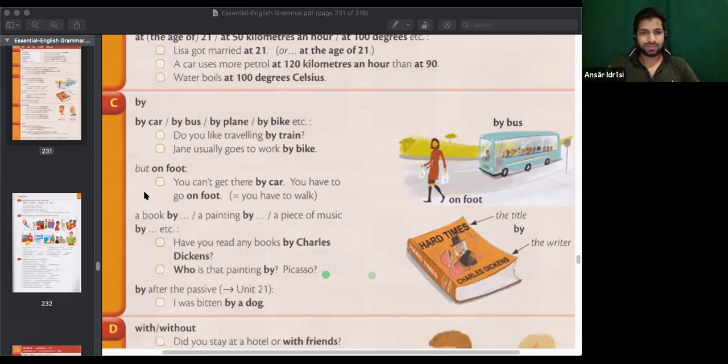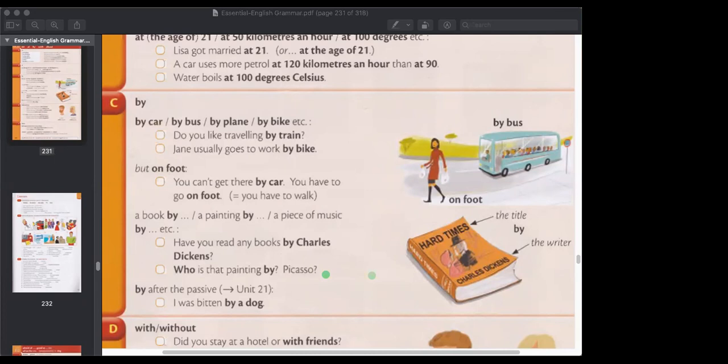Future. I will meet you at the party. I will study science at the university. So we can use it in different tenses. No problem. Any doubts to anyone with this? No, sir. Now we are going to go ahead to by.